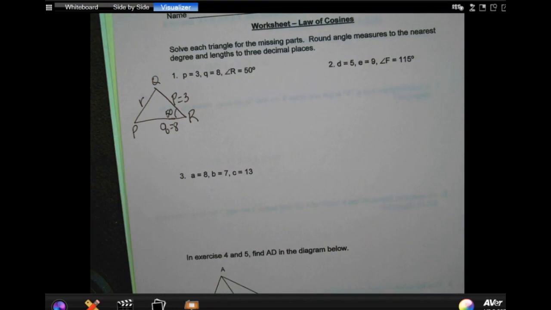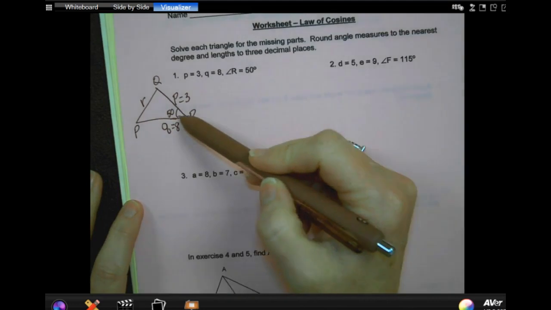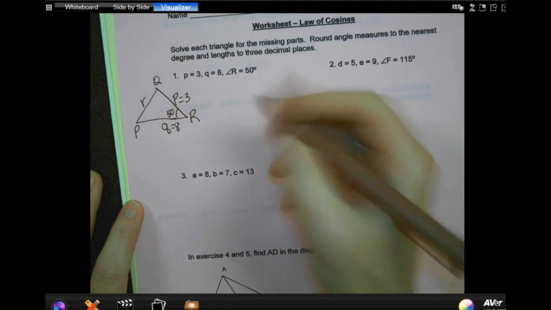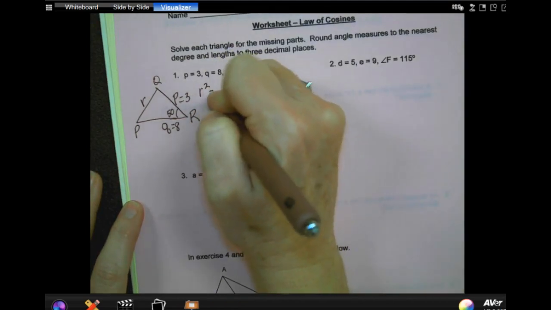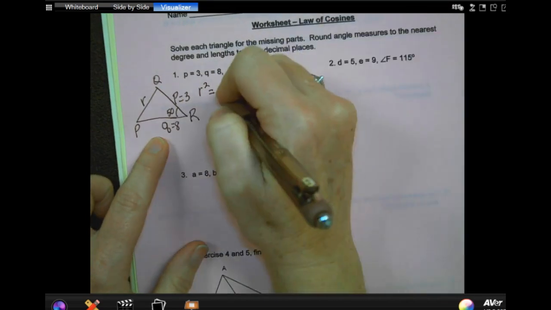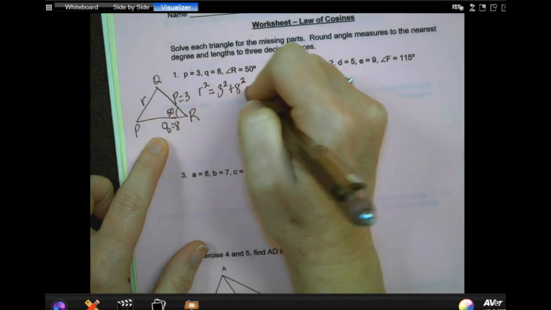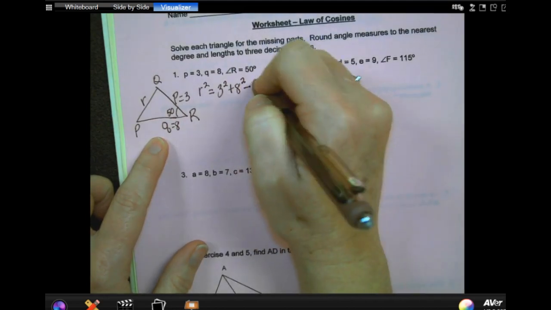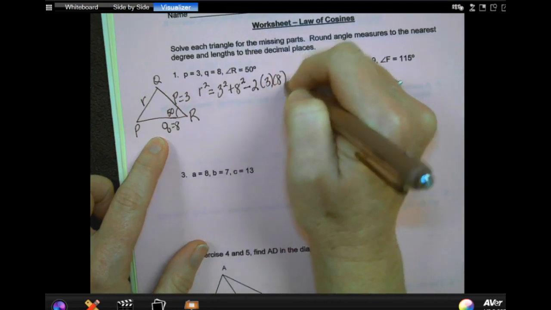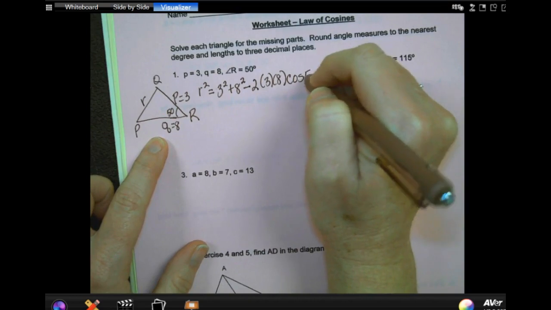So this is a side angle side, so this is a law of cosine one, okay? If I'm given 50, I can find the side across from 50, correct? So that would be R squared equals P squared plus Q squared minus 2 times these, right? 3, 8, and then the cosine of 50.